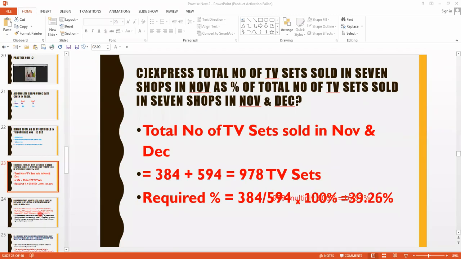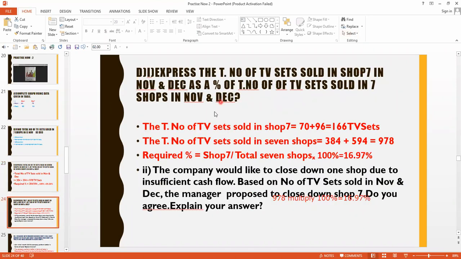Now we come to the next part. After C, obviously, what is the next part? D part. Express the total number of TV sets sold in shop 7. Only you have to find the TV sets that are sold in shop 7, in both months, November and December. How many total TV sets are sold? And you have to find the percentage of total number of TV sets sold in 7 shops in November and December. Only shop 7, and then you have to take all shops.